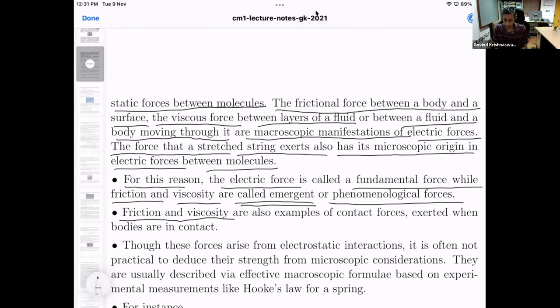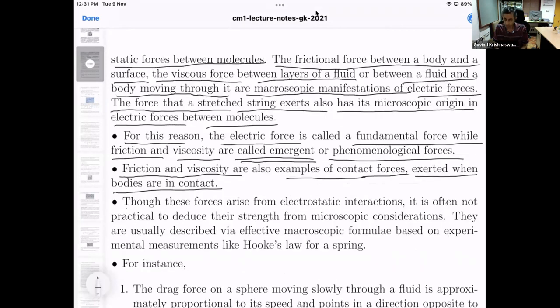Friction and viscosity are also examples of contact forces. They arise when bodies are in contact. Okay? Whereas the gravitational force between bodies is present even when they are far separated. Whereas friction is when they are in contact. I mean, this is a different property.